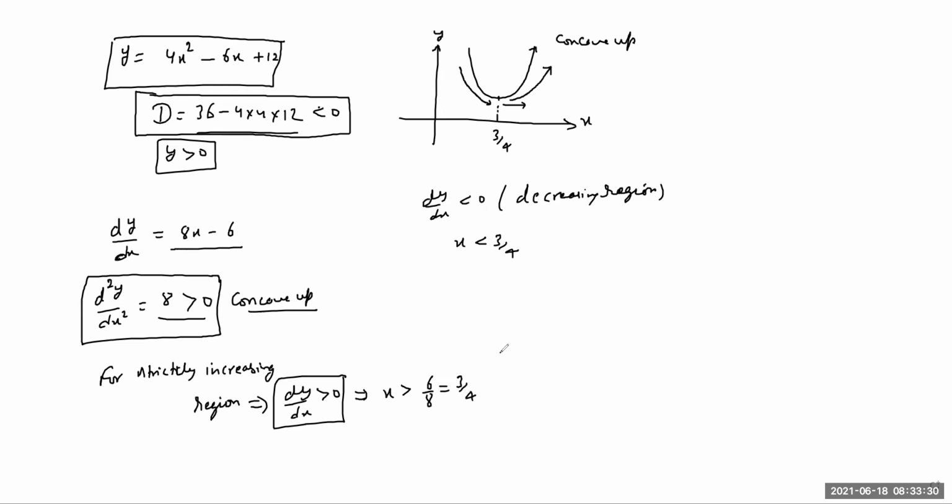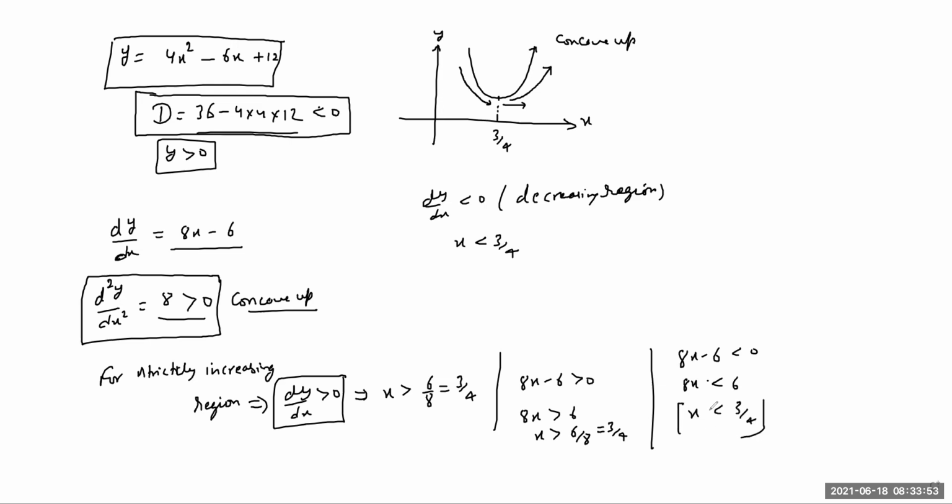So what you can get right here is dy by dx is how much? 8x minus 6 is positive. So we have to solve this inequality. So we can write 8x is more than 6, so x is more than 3 by 4. And similarly, if you write 8x minus 6 less than 0, 8x is less than 6, and therefore x is less than 3 by 4.